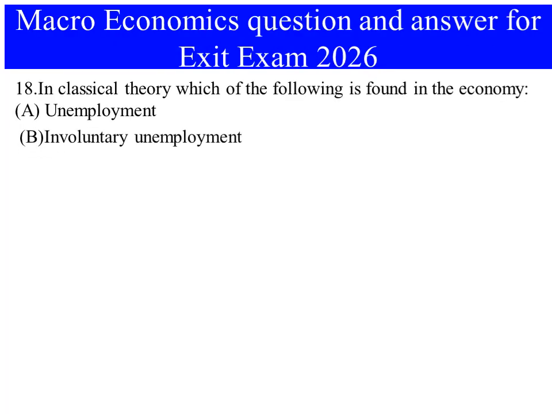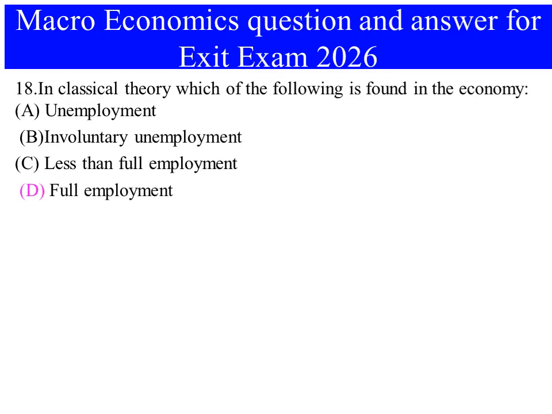Number 18, in classical theory, which of the following is found in the economy? A. Unemployment, B. Involuntary unemployment, C. Less than full employment, D. Full employment. We have said before that it is full employment. D is the answer.